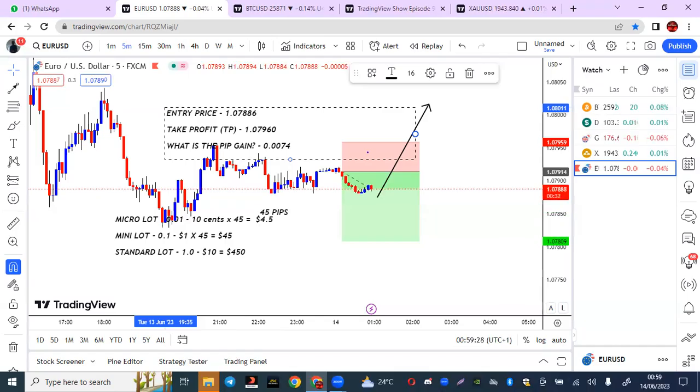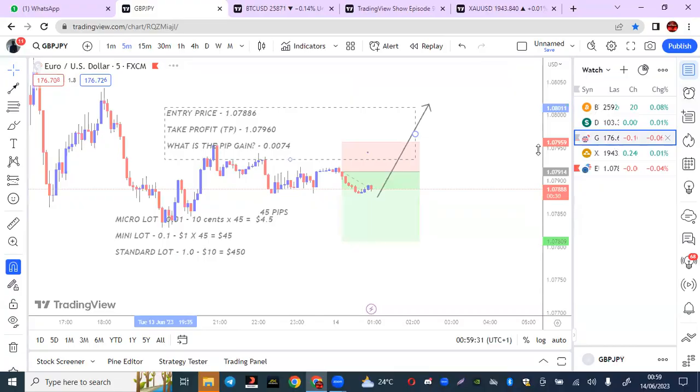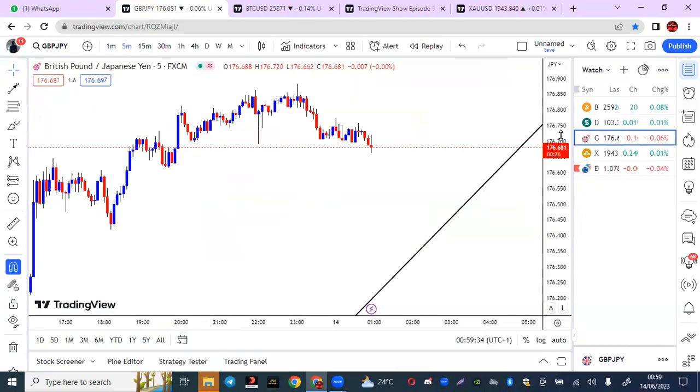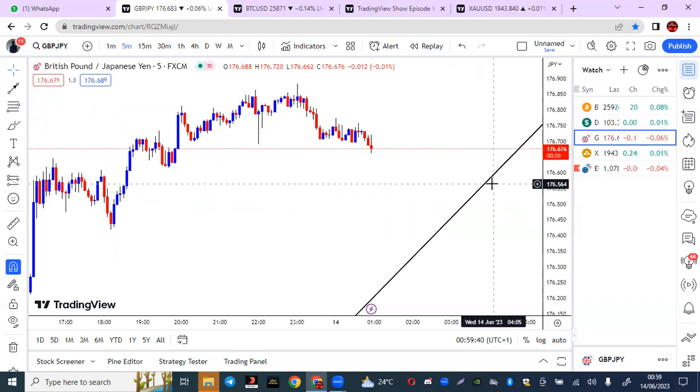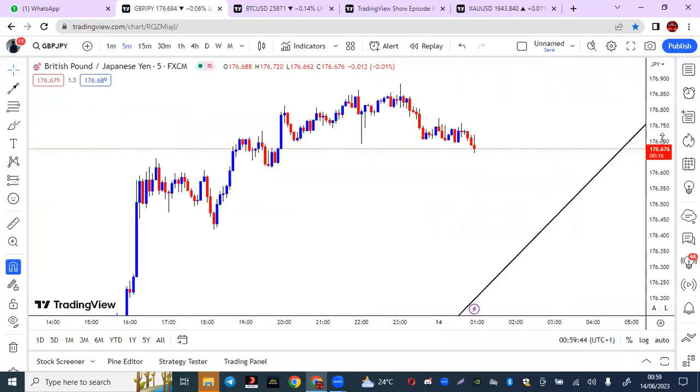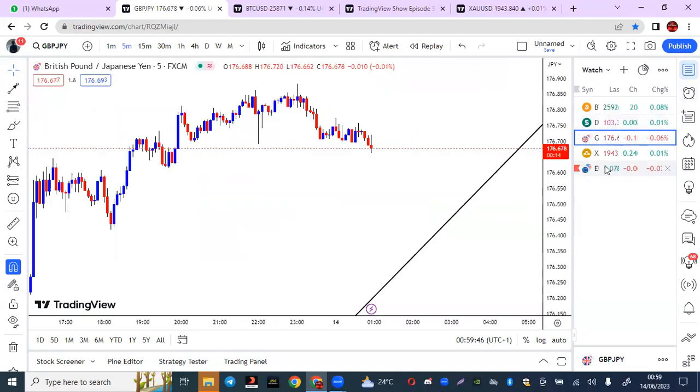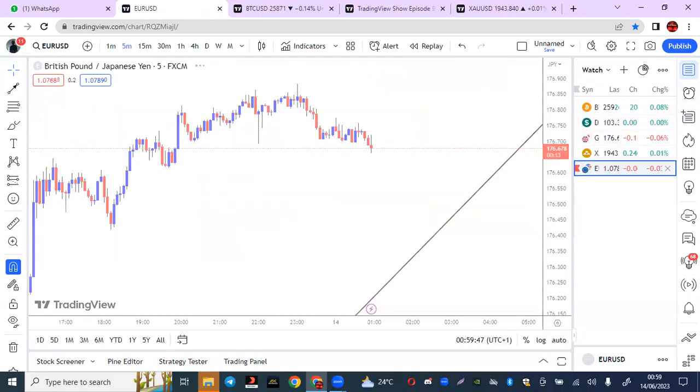Then the second kind, like GBP JPY, USD JPY and all that, has 3 after the decimal. For this one, after doing your subtraction, you move it 2 places to the right. That's just how to calculate the pips for the different ones.